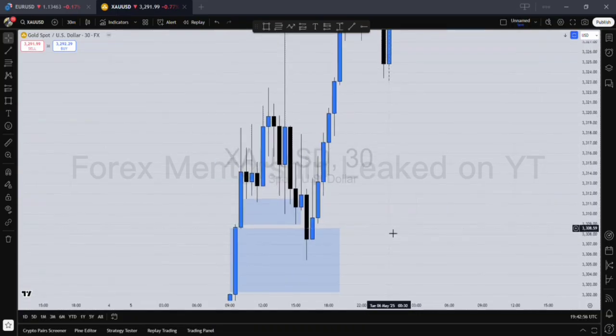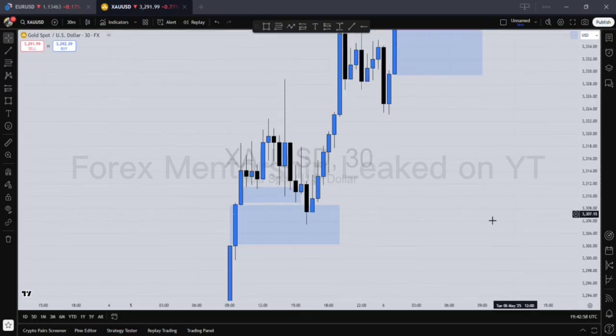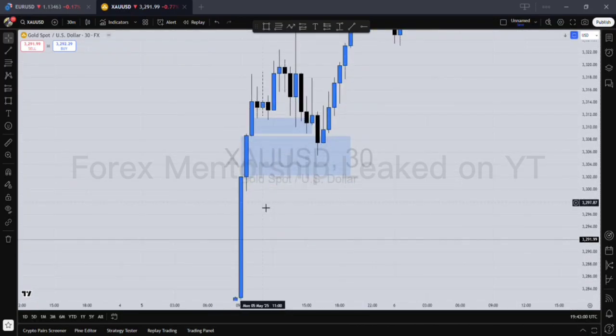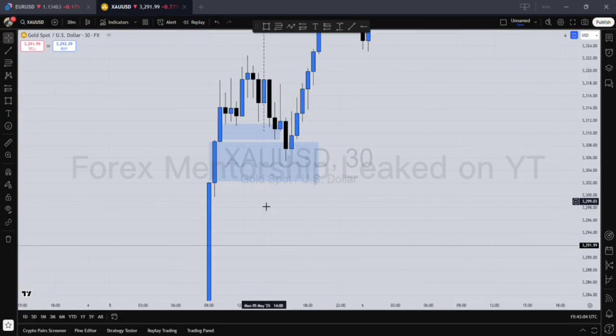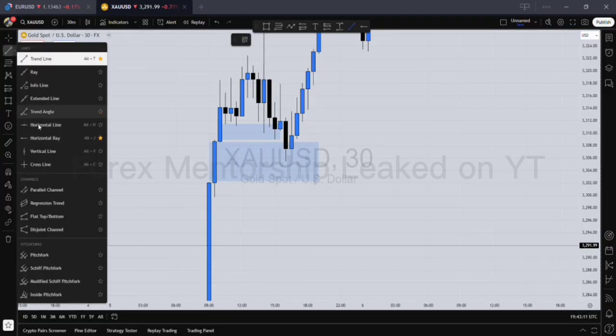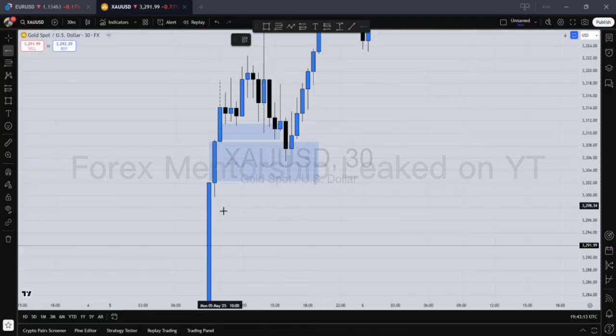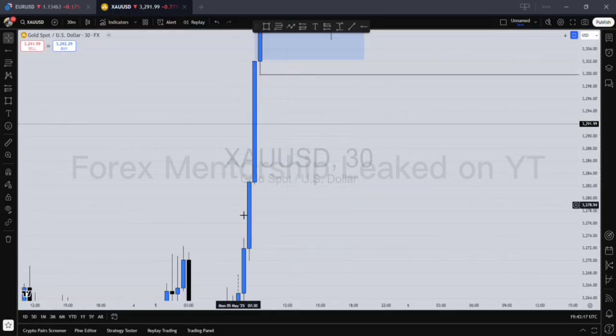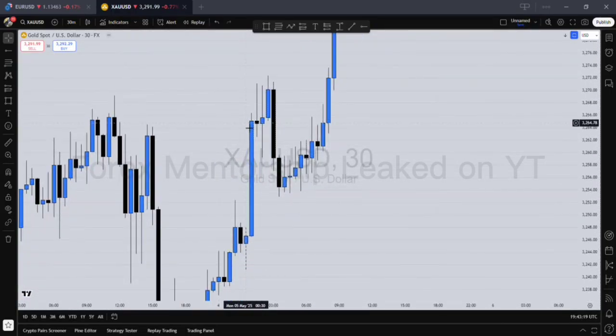So your stop loss should always be below the low of the candle that created the fair value gap. For example, if I'm buying here, my stop loss must be below the low of this candle. It must be a must, no matter how wide it is.